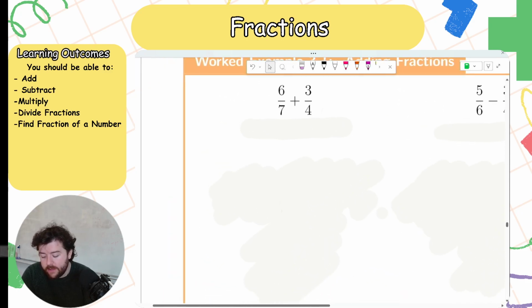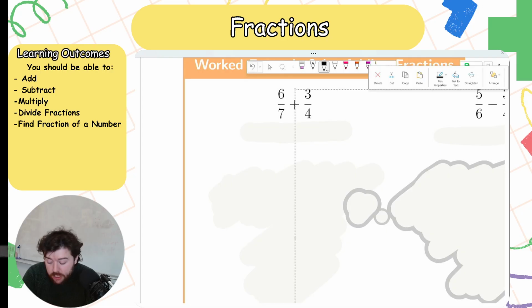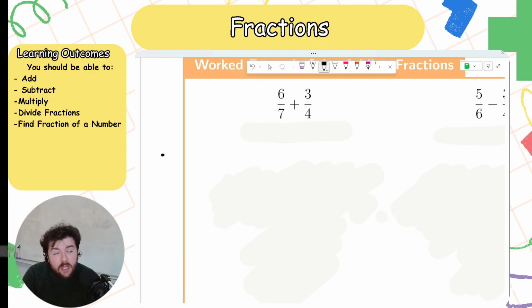So let's do an example: 6 over 7 plus 3 over 4. We need to first look at the lowest common denominator, so the lowest common multiple of 7 and 4. What's the lowest common multiple of 7 and 4? Well, it is 28.